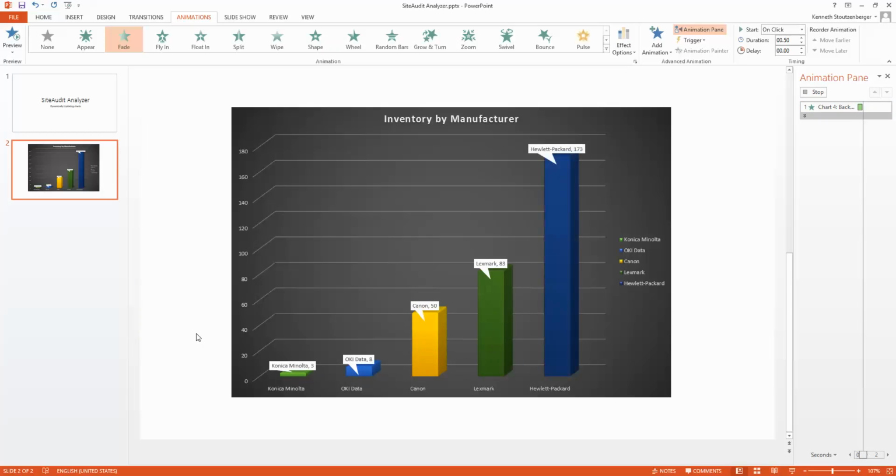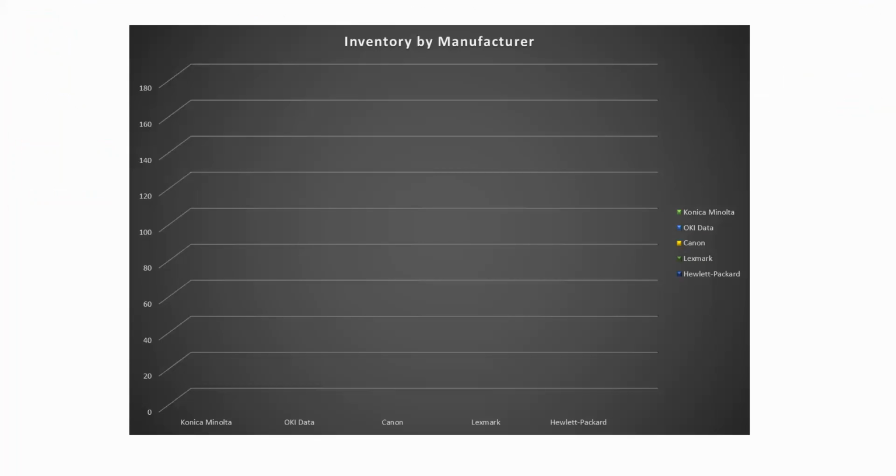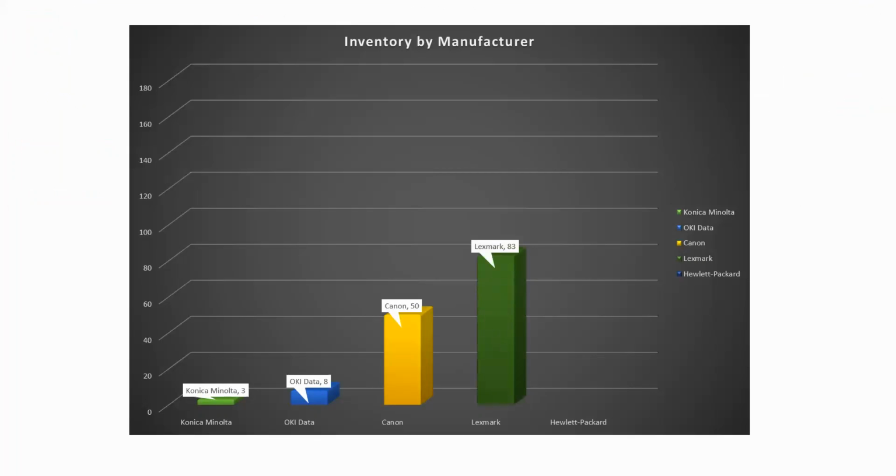All right, so now when I'm doing my slideshow or my presentation for the customer, I could be talking about the manufacturers, and I could say, okay, well, there's 3 Konica Minoltas and 8 Oki Data. We have 50 Canon devices, 83 Lexmarks, and the one that's the most is Hewlett Packard. So it makes it nice for doing a presentation like this, okay?